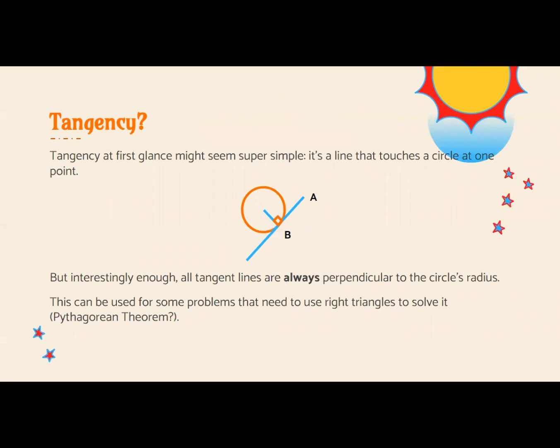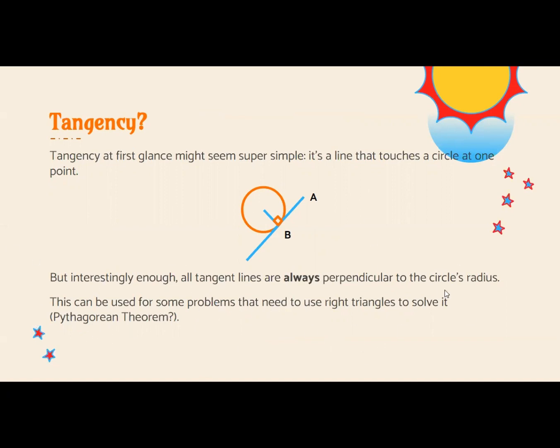But interesting enough, it has to always be perpendicular to the circle's radius. And this is pretty important in physics. I guess when you're trying to find centrifugal force, I think. Is that right, Alan? You might want to confirm that because I really don't know physics that much, but we do use this quite often to actually figure out problems that you need to use right angles.